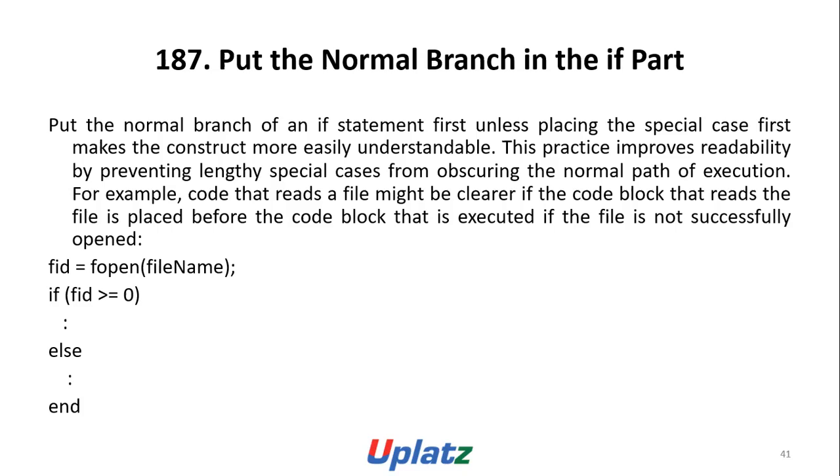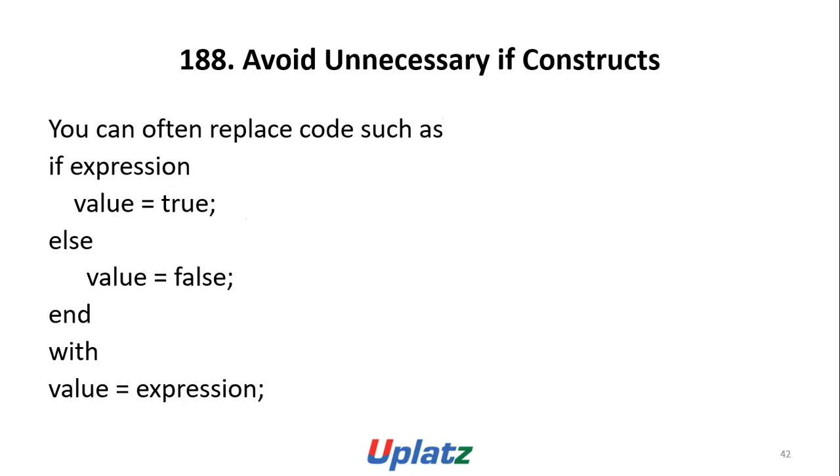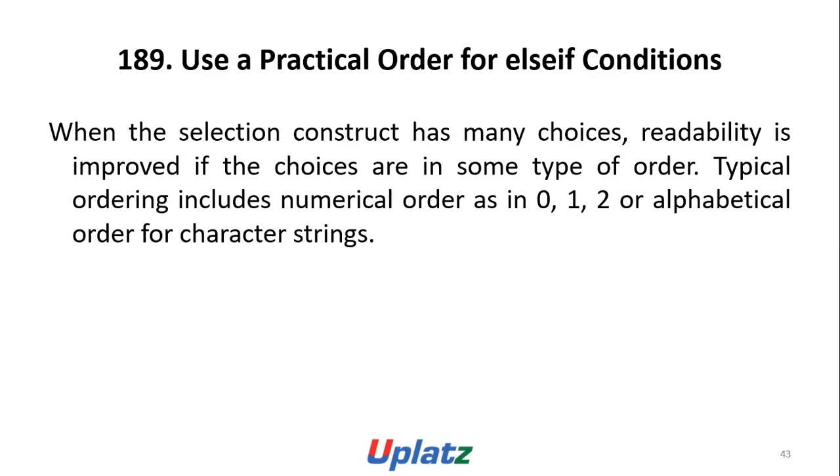For example, code that reads a file might be clearer if the code block that reads the file is placed before the code block that is executed if the file is not successfully opened: fid = fopen(filename), if fid greater than or equal to 0, else error. You can avoid unnecessary if constructs. You can replace code such as if expression, values = true, else values = false, with values = expression. Use a practical order for else conditions.